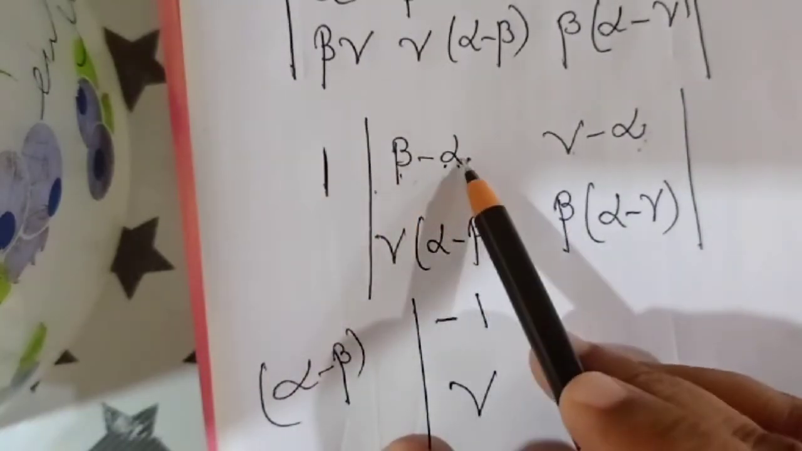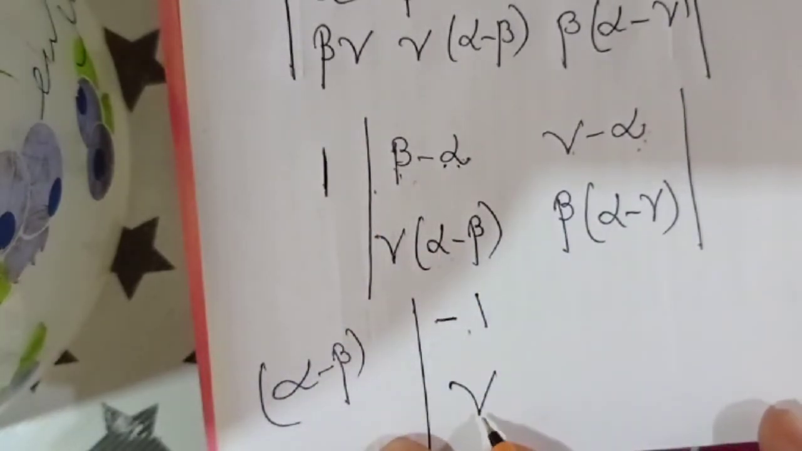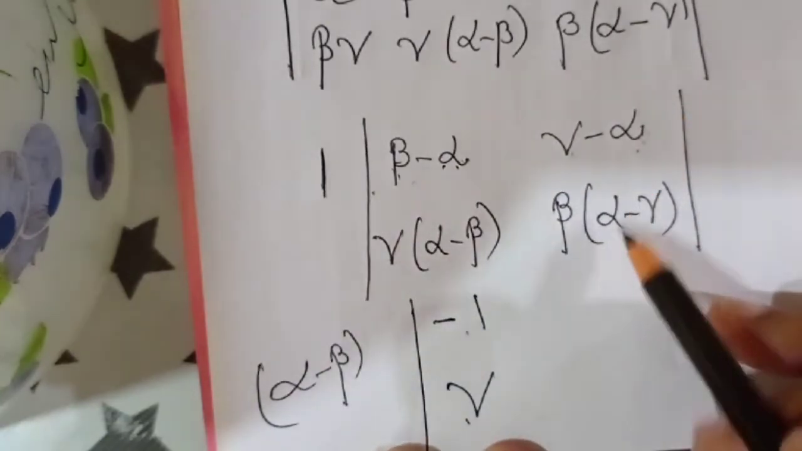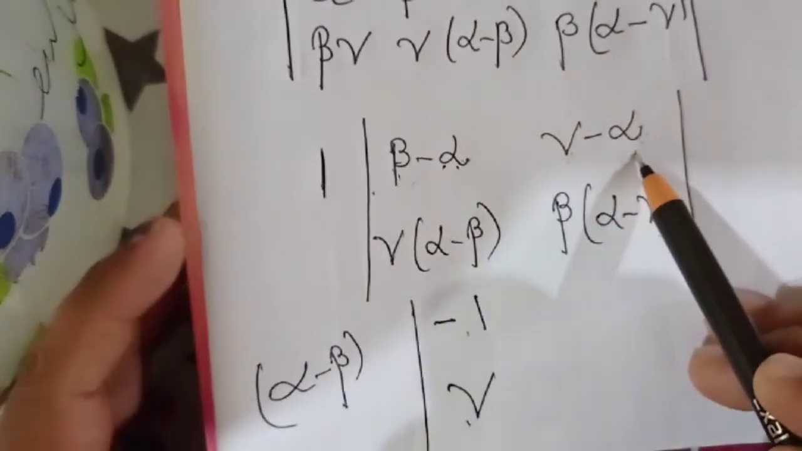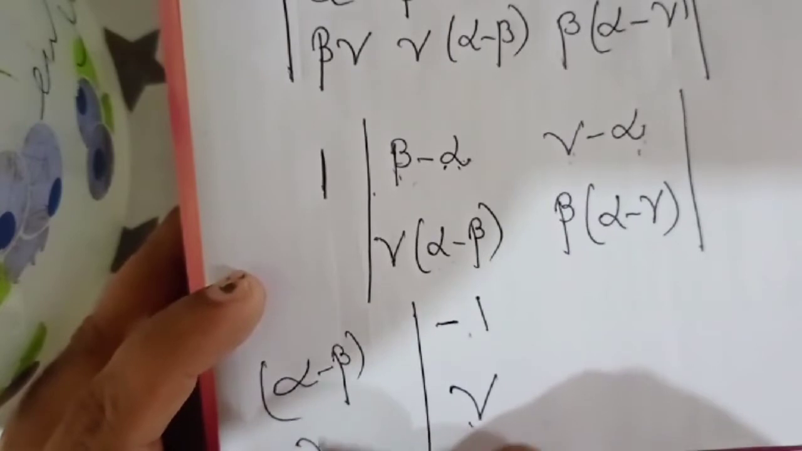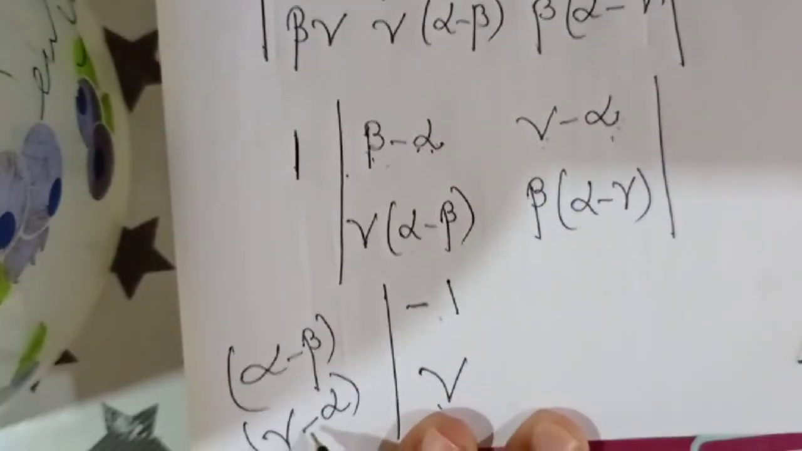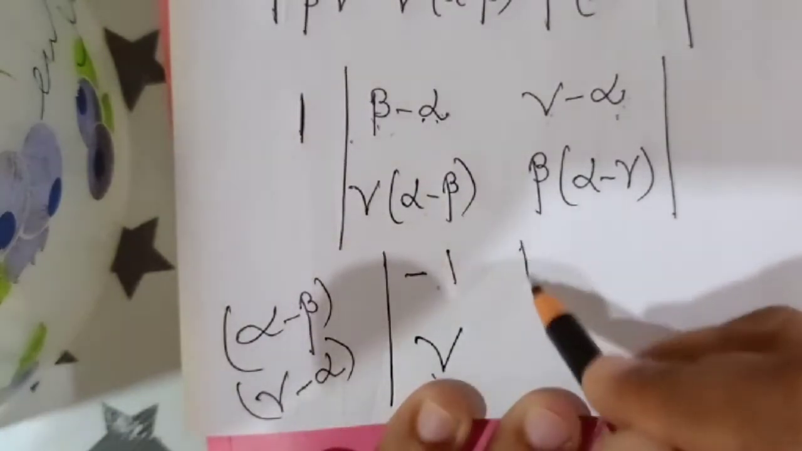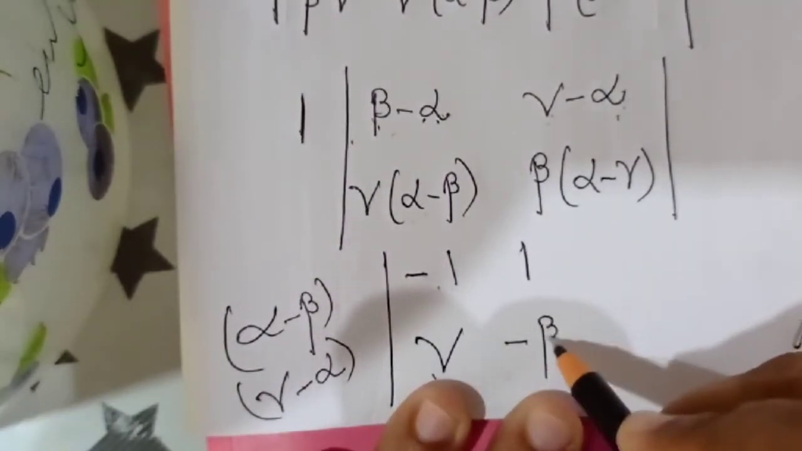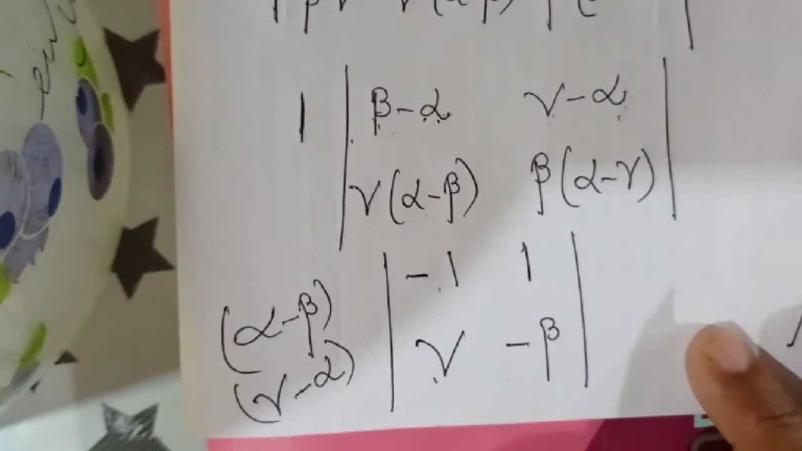Minus of alpha minus beta. Therefore, minus 1 in gamma. Next, gamma minus alpha is in the correct form. Therefore, we take gamma minus alpha outside, 1 and minus beta. Agree?